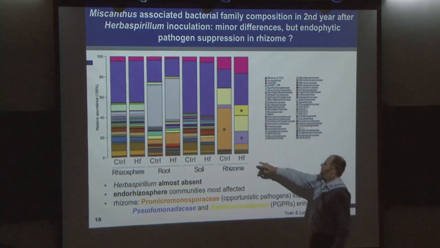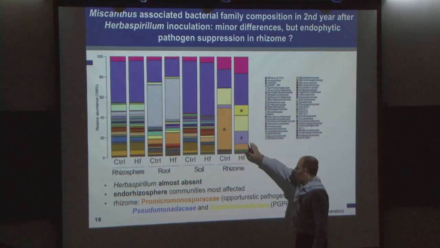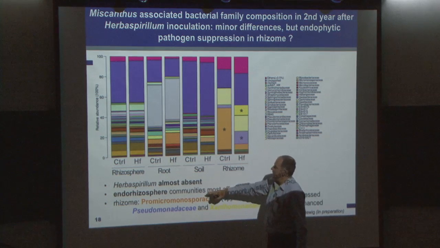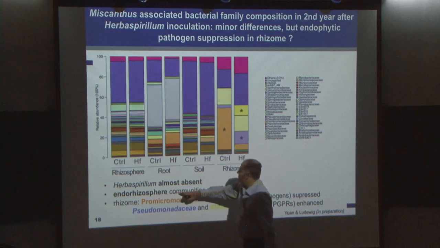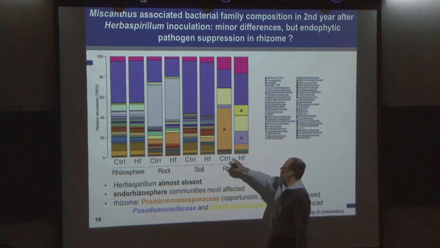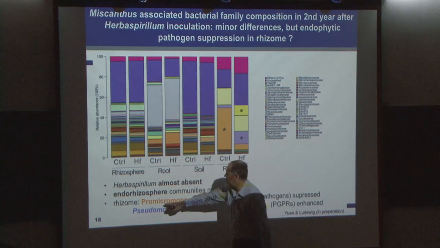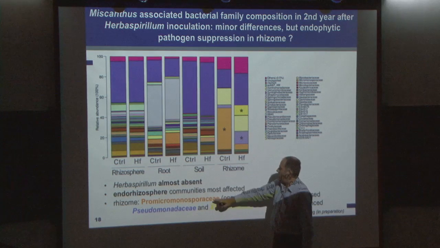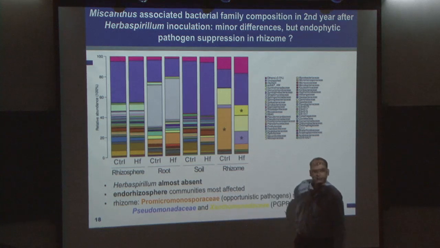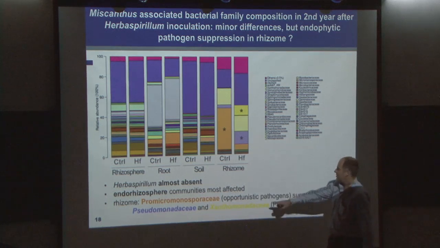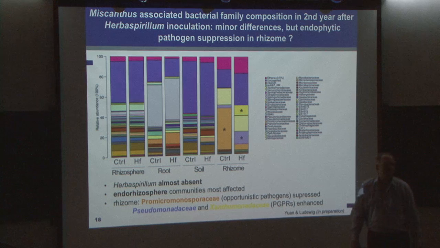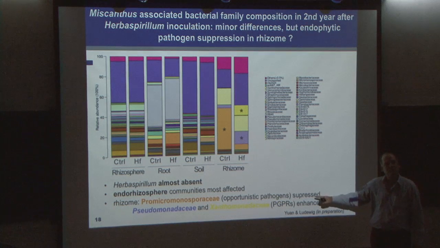And what are the differences here? The differences were in some species, well, in the endorhizosphere communities most affected, which means root and rhizome compartments were affected. And in the rhizome, we had these here. It's hard for me to pronounce these names of these bacteria, but these are opportunistic pathogens. And these were suppressed by Herbacterium. That seems to be beneficial.